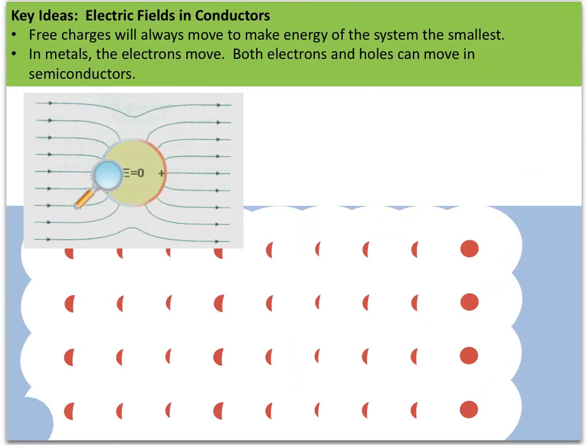And if you allow charges to move, they're always going to move in a way that makes the energy of the system the smallest. And so in metals, which are our most common conductors, the electrons are the ones that move, and the positive ion cores, shown in this picture here that didn't translate very well to this particular program I'm using, stay fixed. And essentially what you get in metals is a separation of charge.